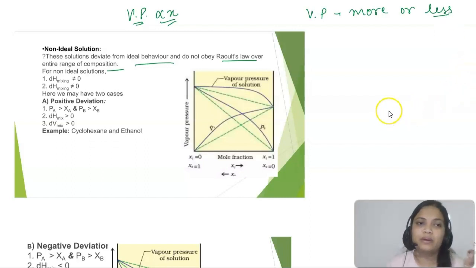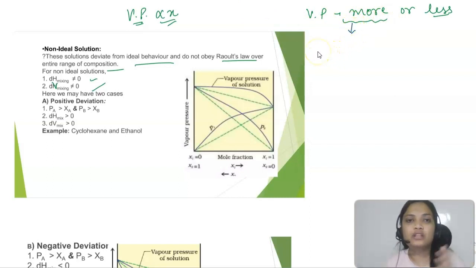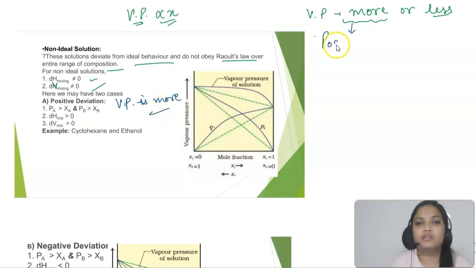Now two cases arise here. In this case, delta H mixing and delta V mixing will not be equal to 0, meaning there would be energy change and volume change as well. So, the first case is if the vapor pressure is more than what is predicted by Raoult's law. In that case, we say that the solution shows positive deviation from Raoult's law. Let's first discuss positive deviation in detail, then we will discuss negative.